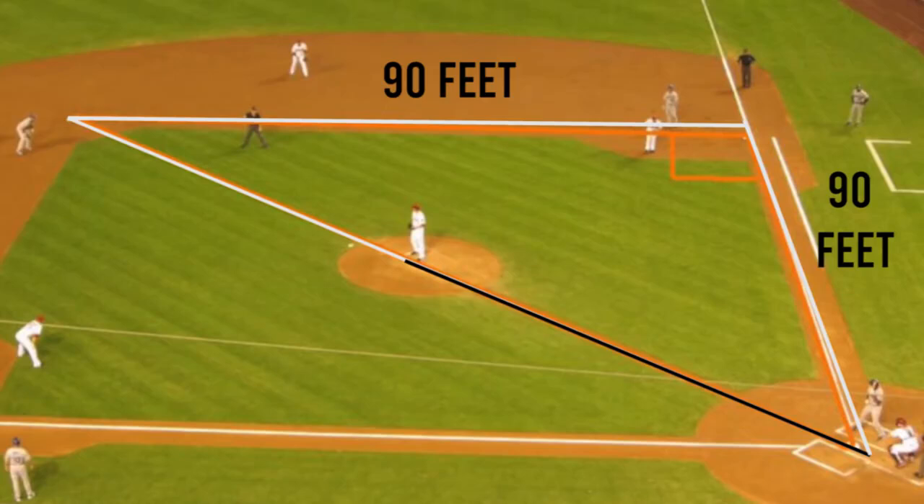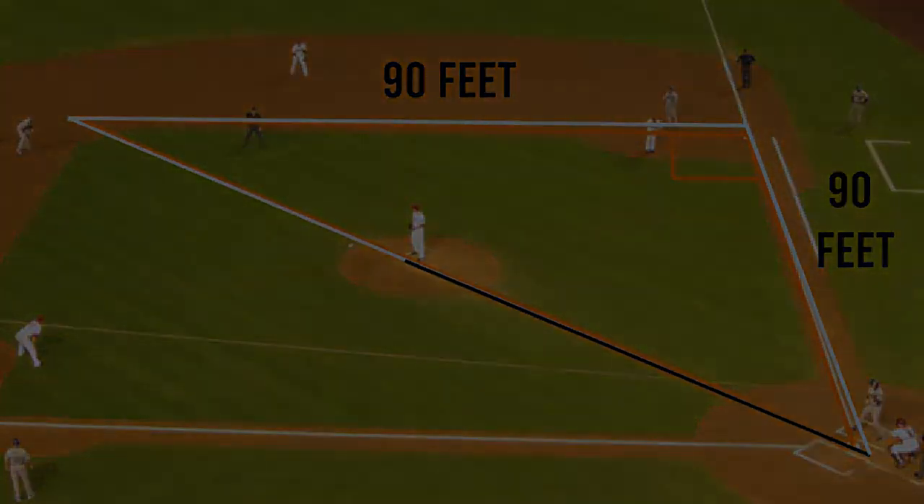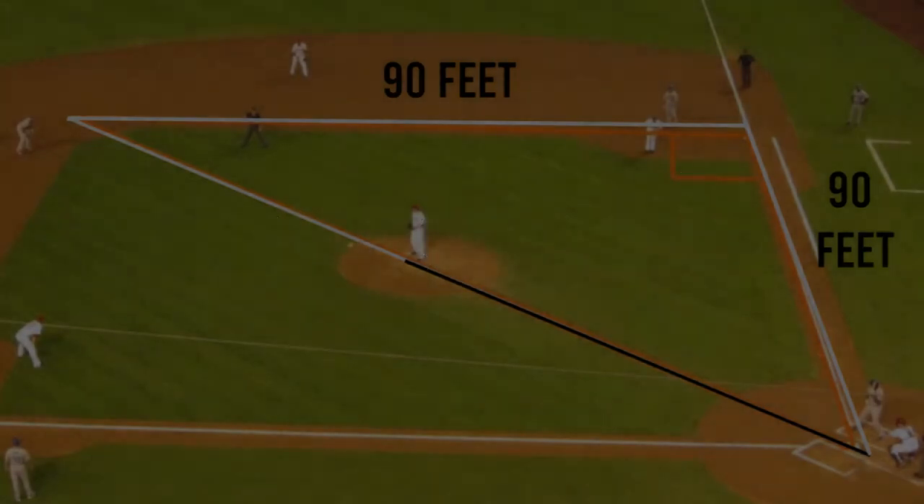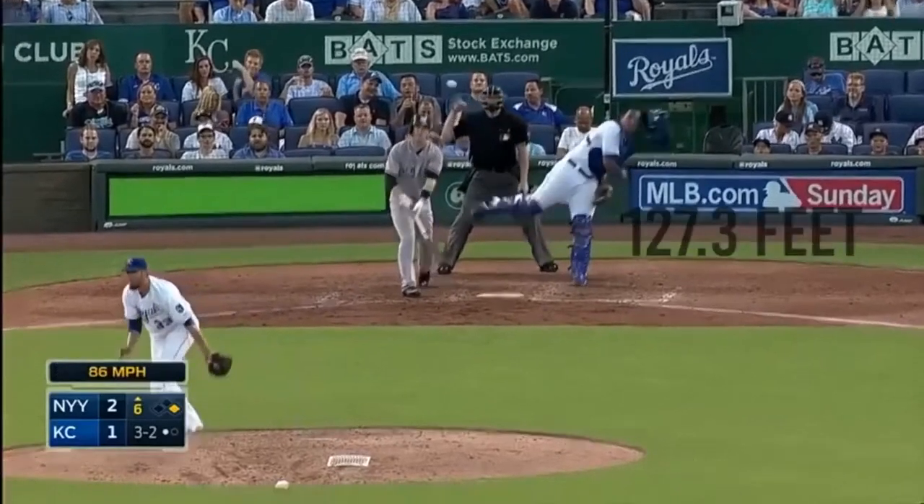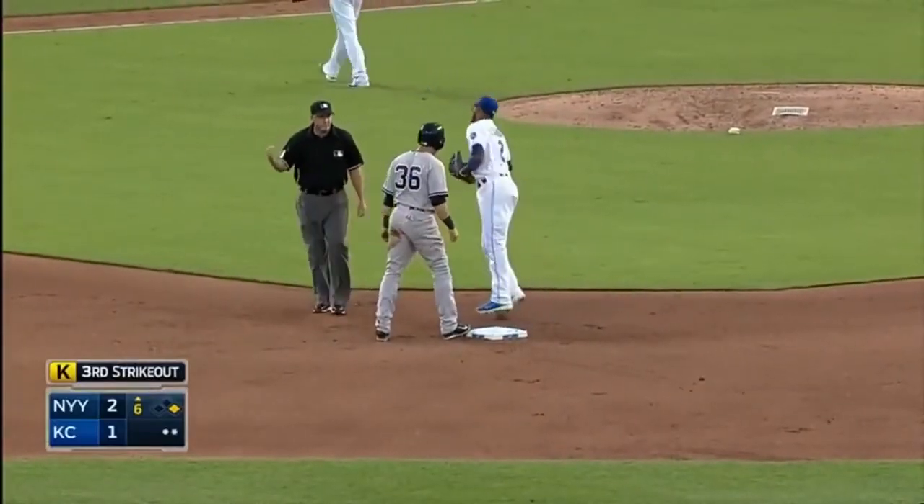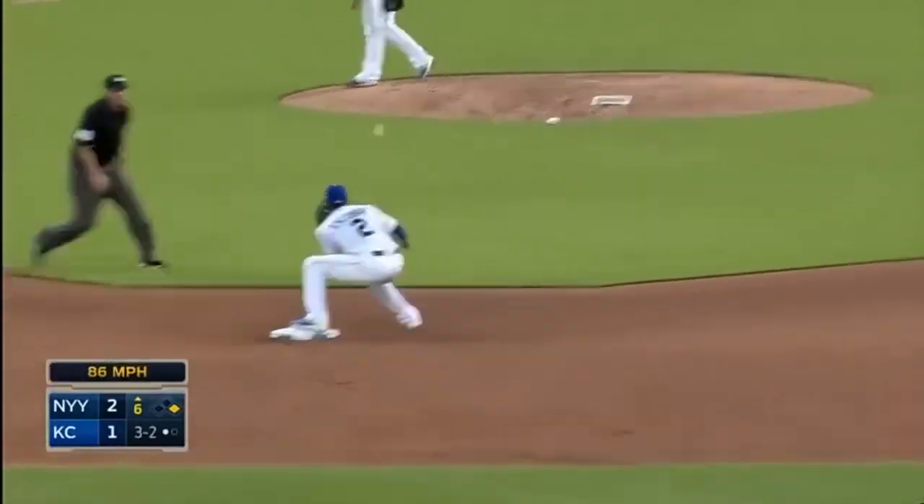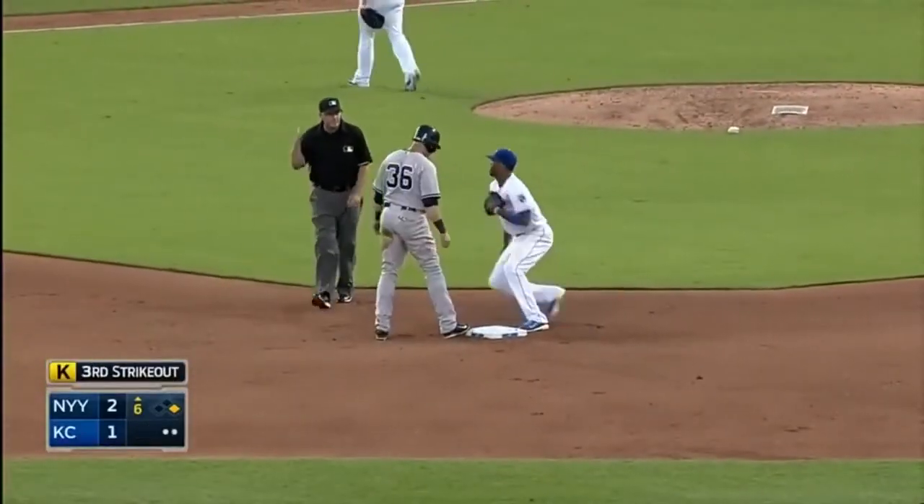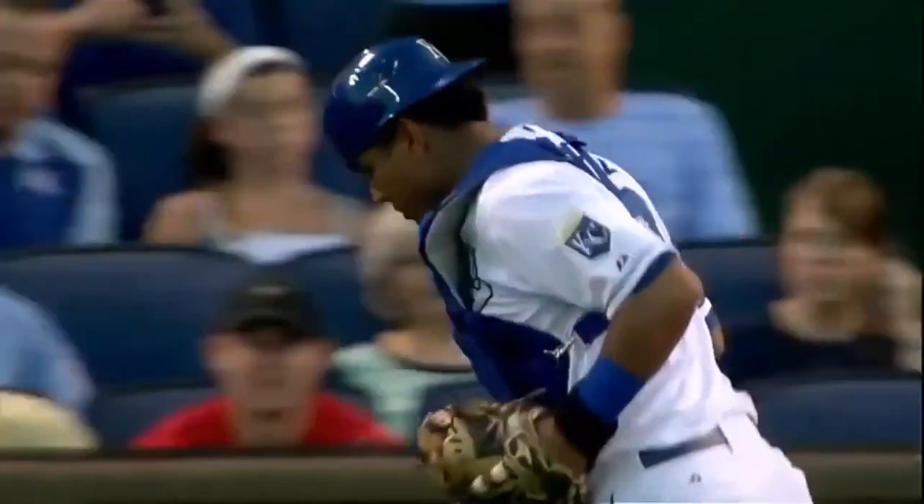The hypotenuse can be found by solving the equation 90 square plus 90 square equals c square. That is, solving for c will show us that the throw is about 127.3 feet. This information is useful because it will give the coaches an idea about how hard the catcher needs to be able to throw a ball accurately in order to throw a runner out.